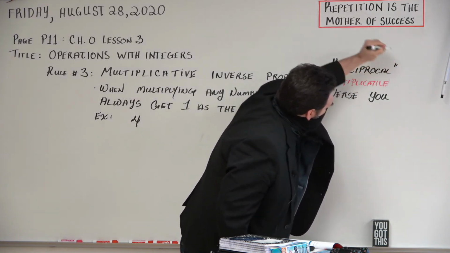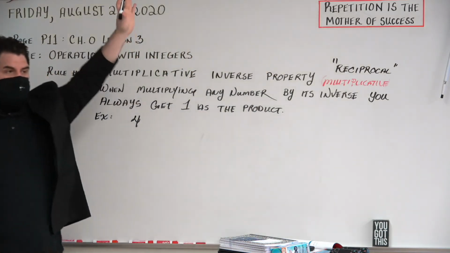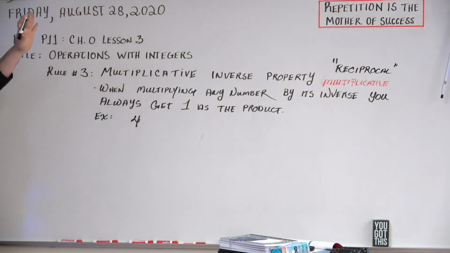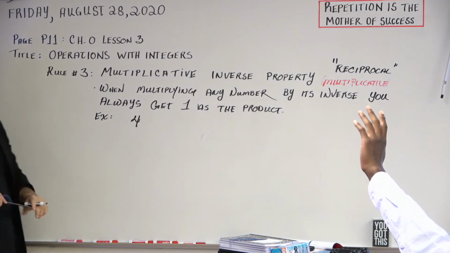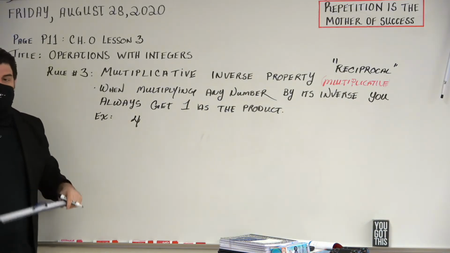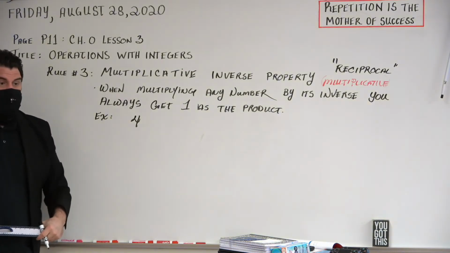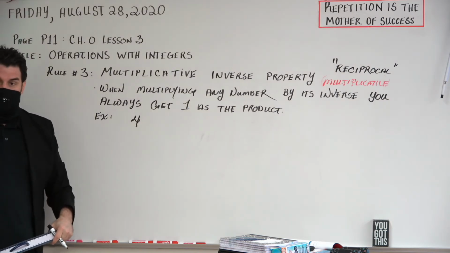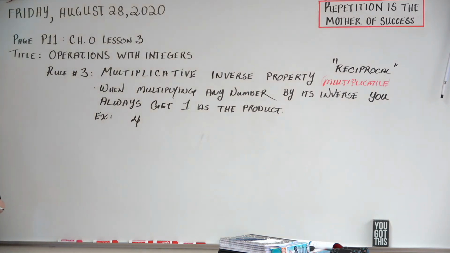R-E-C-I-P-R-O-C-A-L. Raise your hand if you've ever heard the word reciprocal when talking about multiplication. If you want to multiply 1/4 by its reciprocal, you multiply by 4 over 1. Okay? And that's the multiplicative inverse.